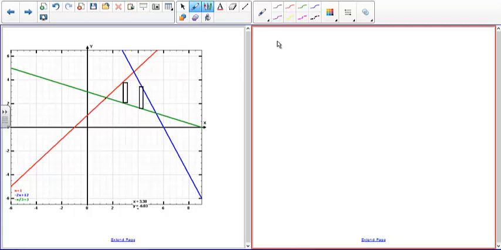So we're going to rotate around the y-axis using the shell method.